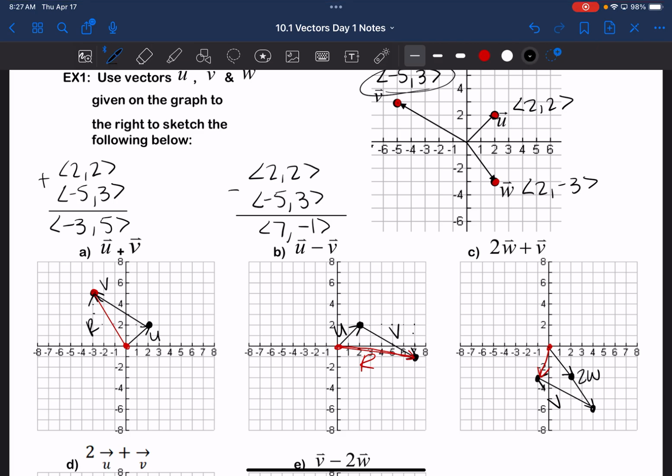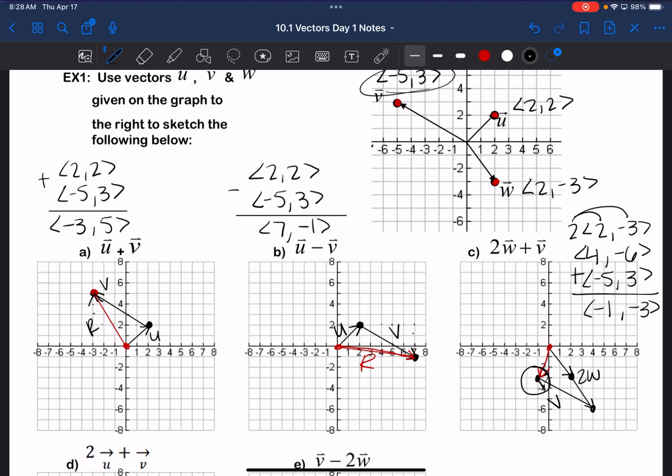And I could do this mathematically as well. So I could do 2 times w, which was (2, -3). Basically, I would just distribute that 2 into the vector, which would give me (4, -6). And then I would add vector v, which was (-5, 3). So when I add, I'd get (-1, -3), which is exactly where we plotted our final point right here, right?